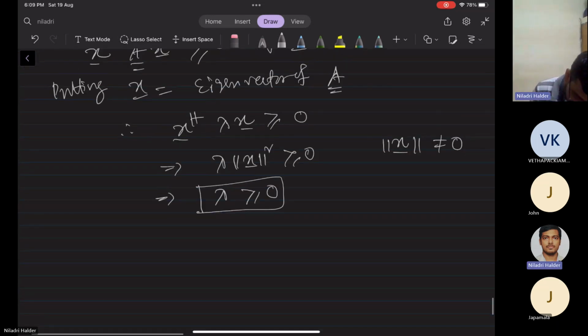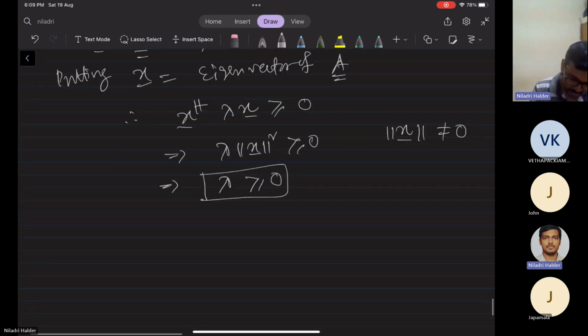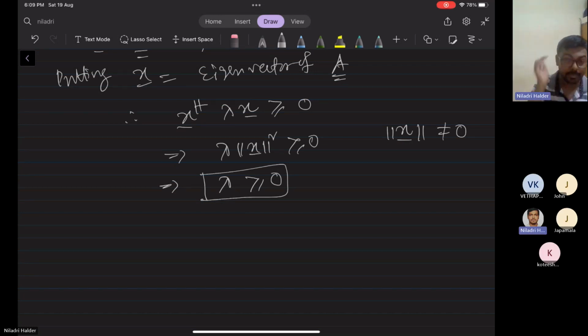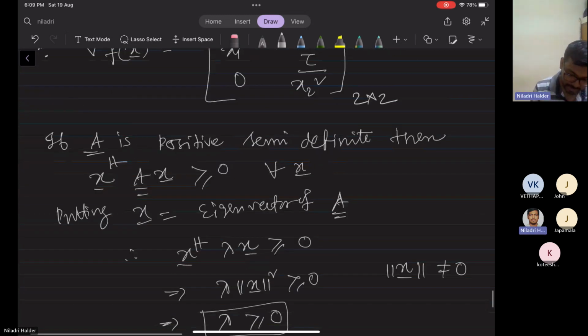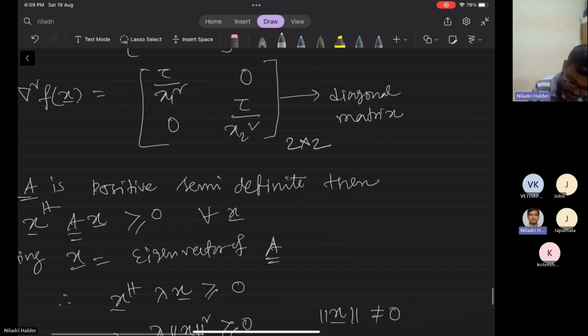So all the eigenvalues of a positive semi-definite matrix should be non-negative. So let us check here. Here it's a diagonal matrix, so the diagonal elements will be the eigenvalues. That means tau by x1 square and tau by x2 square.